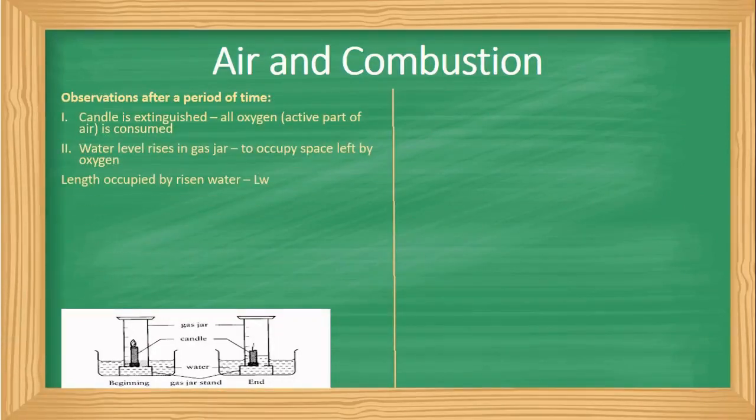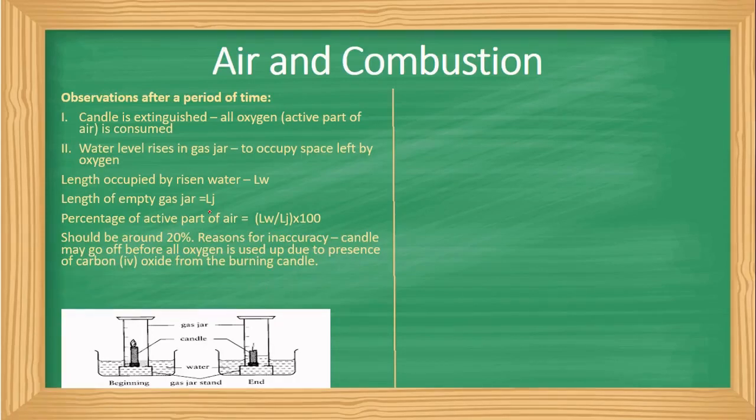So you will notice that to calculate the percentage of air that is active, you take the length of the space occupied by water at the end of the experiment in the gas jar, as a section of the entire gas jar. You take that section, which we can call LW, you divide by the length of the entire gas jar and multiply by 100 to get the percentage of the space occupied by water, which is equal to the space that oxygen was occupying.